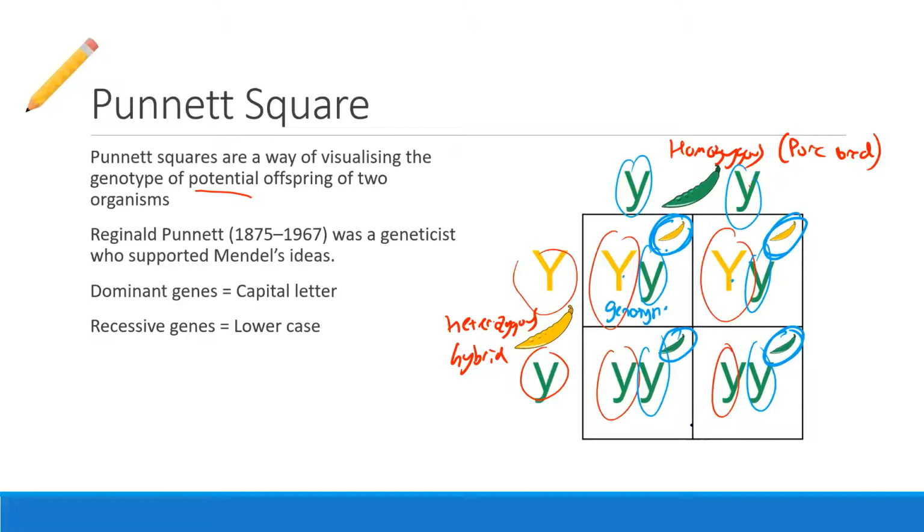Now, this was a bit confusing because we were just looking at a Punnett square and trying to understand it. What's going to be a bit simpler is in the next slide where we create one. I should say that Reginald Punnett, 1875 to 1967, was the one that came up with these. He copied Mendel's ideas and figured out how to reproduce them, and then he formalized these Punnett squares for working things out.